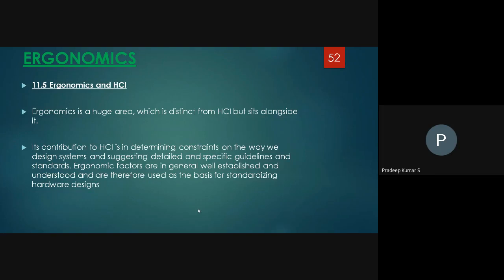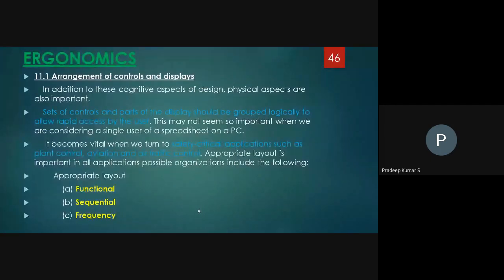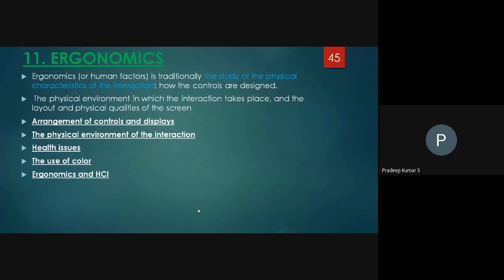In quantum, there are some constraints and conditions for designing the systems. Ergonomic factors are general, well established and understood on the basis of hardware design. Here the five points are deeply discussed in ergonomics: arrangement of control and display, physical environment of the interaction, health issues, use of color, ergonomics and HCI.